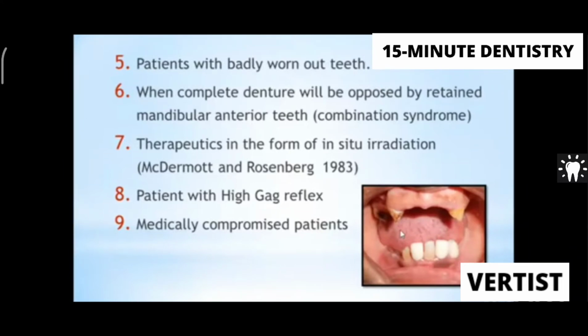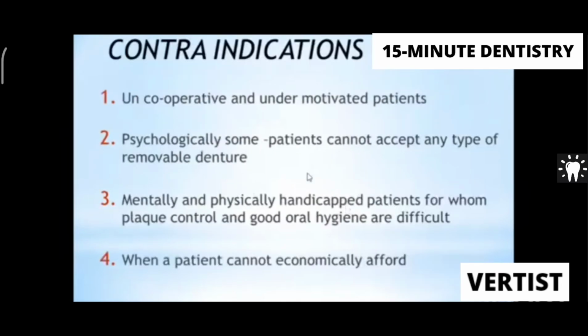So whenever you have this situation, there are all chances that the patient will develop combination syndrome, and to avoid that, you can preserve these maxillary canines and go ahead with the maxillary overdenture. Patients with high gag reflex and a few medically compromised patients. These are the indications for the overdentures.